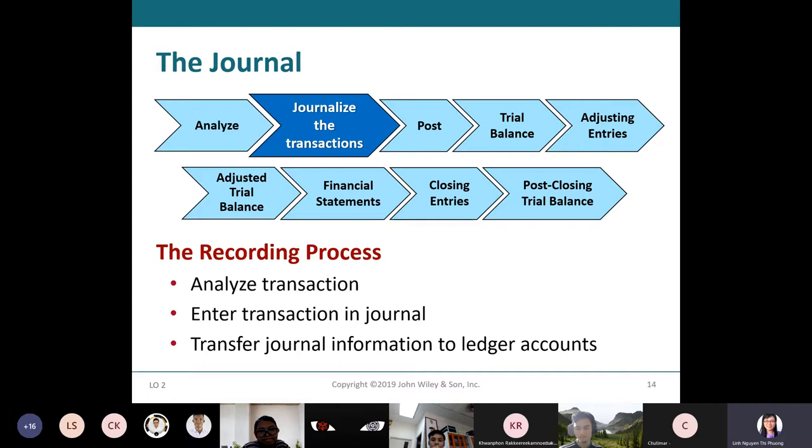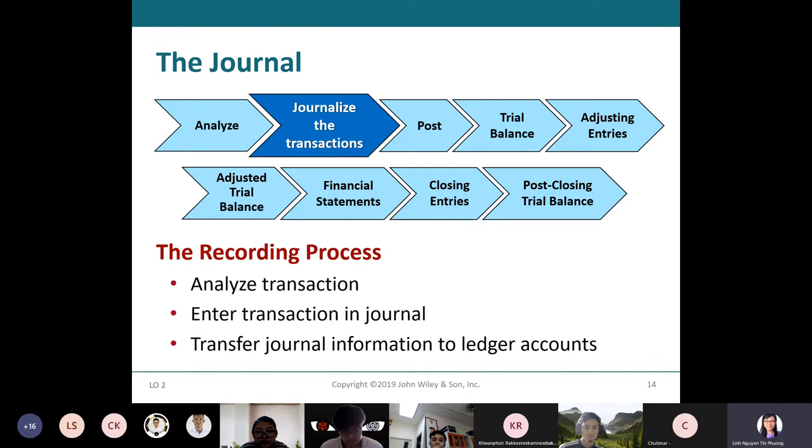Now we are in the second step here. We're going to learn how to journalize the transaction. This is one of the steps in the recording process. So we analyze the transaction, enter the transaction in the journal, and record it in the journal. And then from the journal, we will transfer the information to the ledger account. So those are the steps that we need to do.